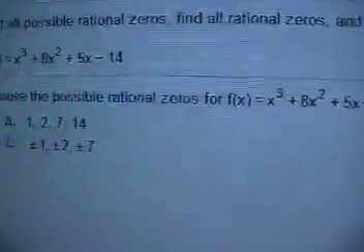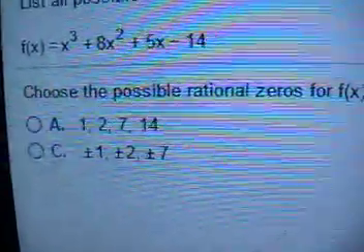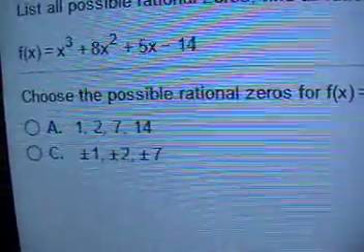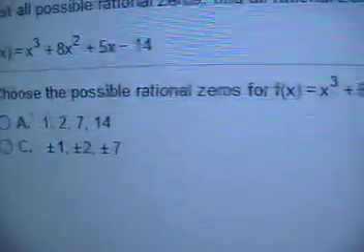So this is a multiple choice, and they have A. A is usually the tricky answer. They have all the 4 numbers in A, but they don't have the plus or minuses. And C's missing 14. B's just got a few of the numbers, but it's D, where it's plus or minus 1, plus or minus 2, plus or minus 7, and plus or minus 14.